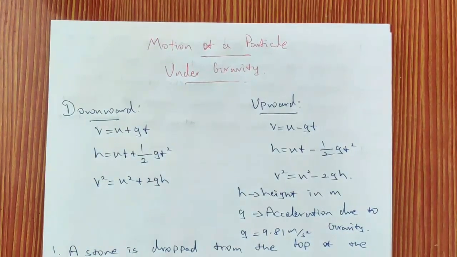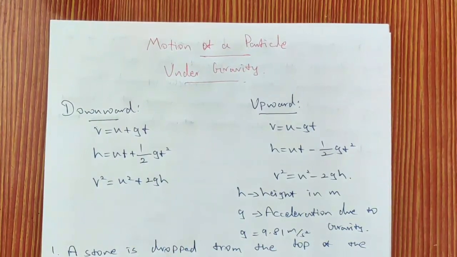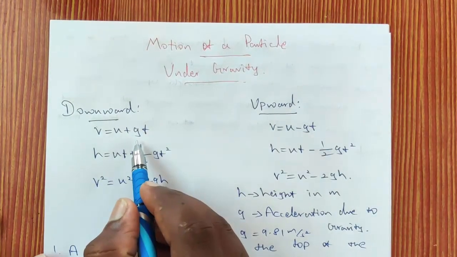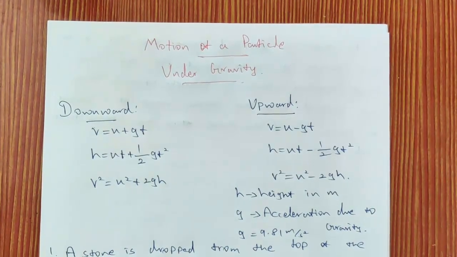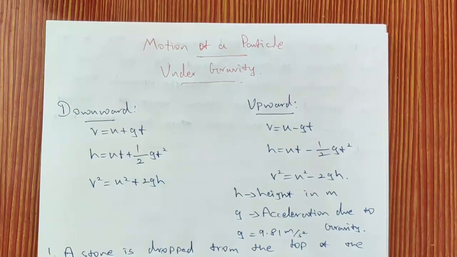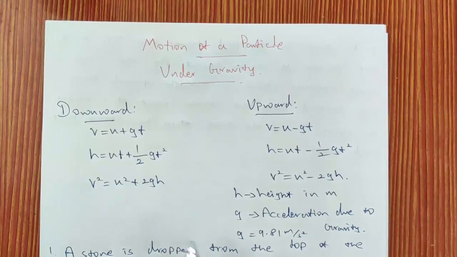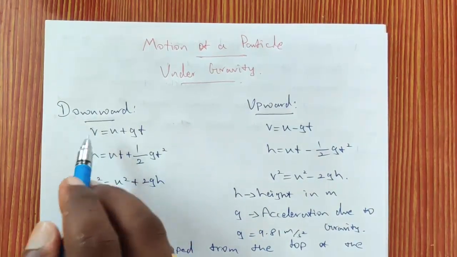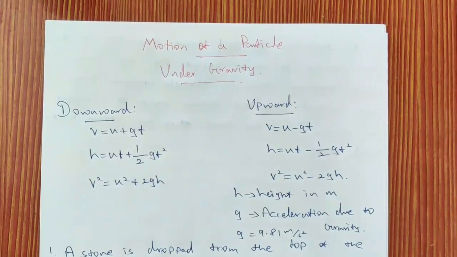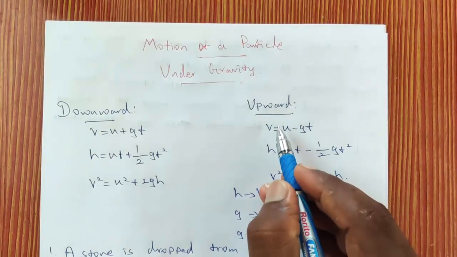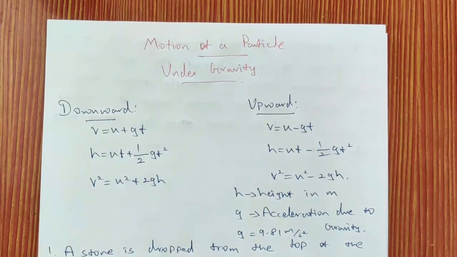And the important point about the motion under gravity is, when the particle is moving in the vertical direction, the gravitational force, that is the acceleration due to gravity, is constant throughout the travel. So that is why it comes under uniform acceleration. There are two possibilities of motion of a particle under gravity. The first one is downward motion, where the particle moves in the downward direction. The second possibility is upward motion, where the particle is moving in the upward direction.